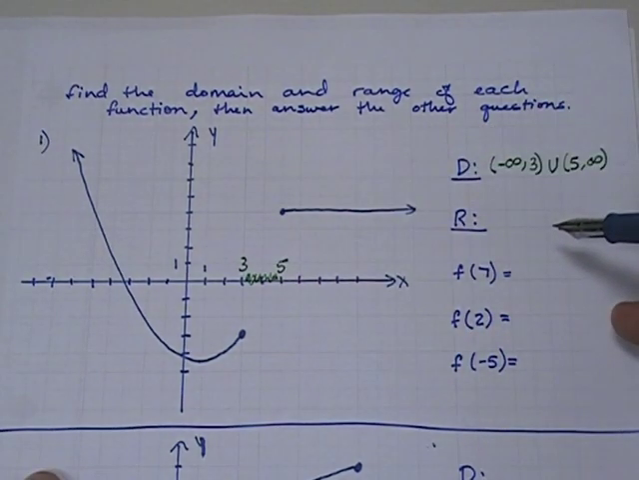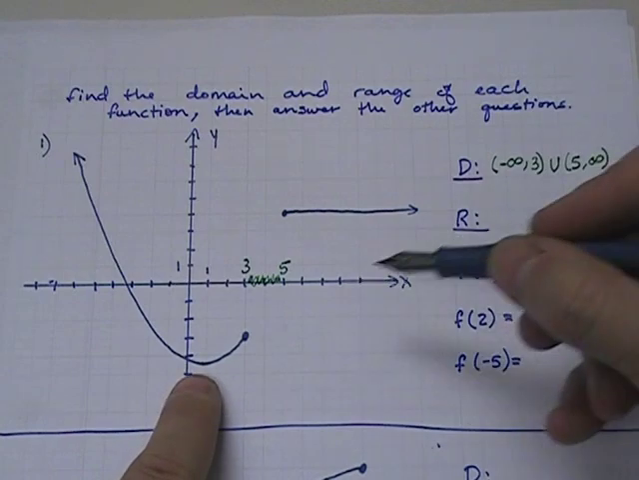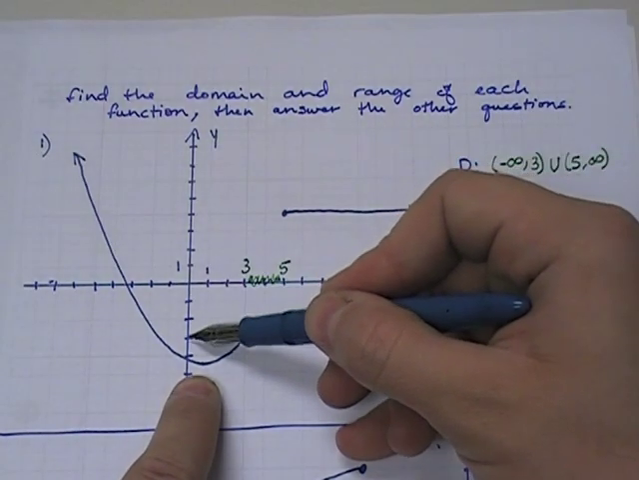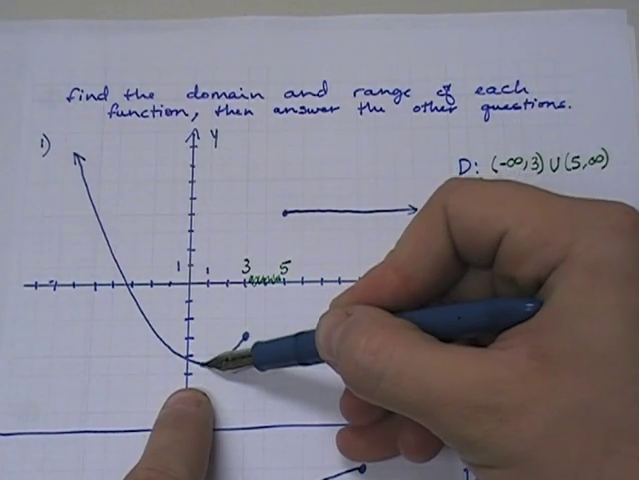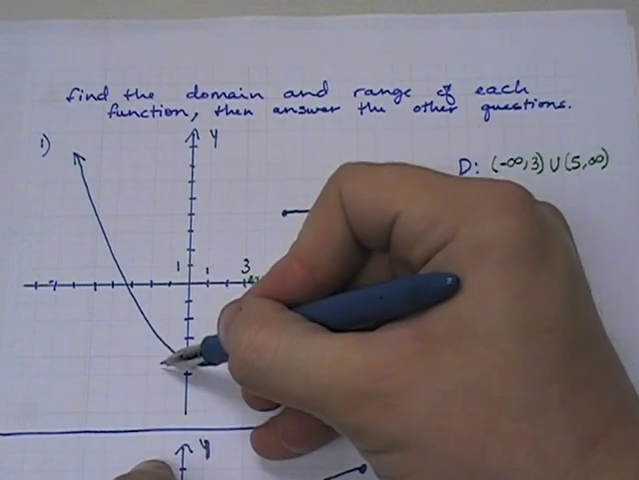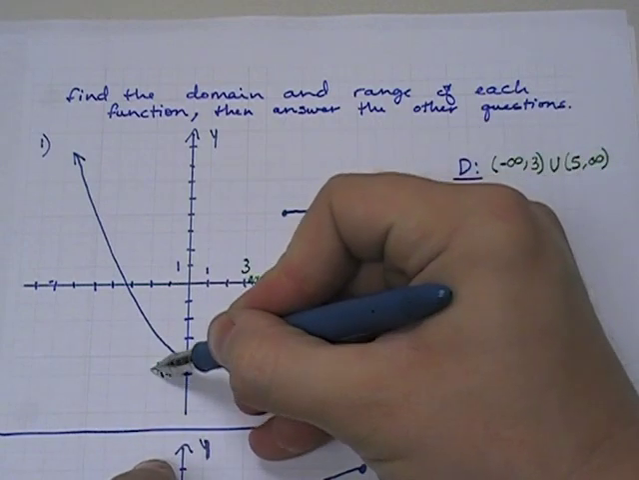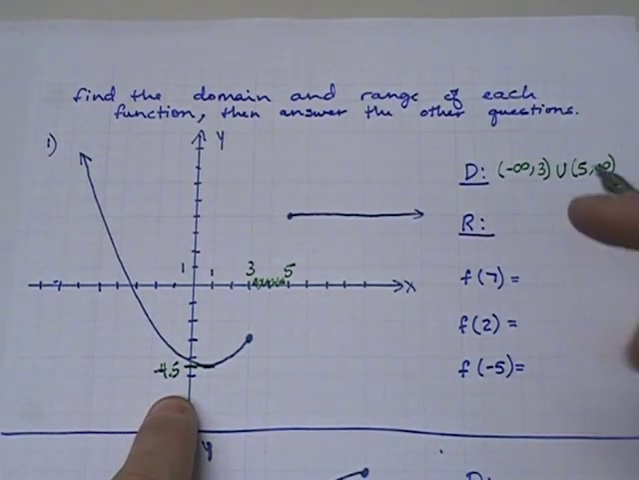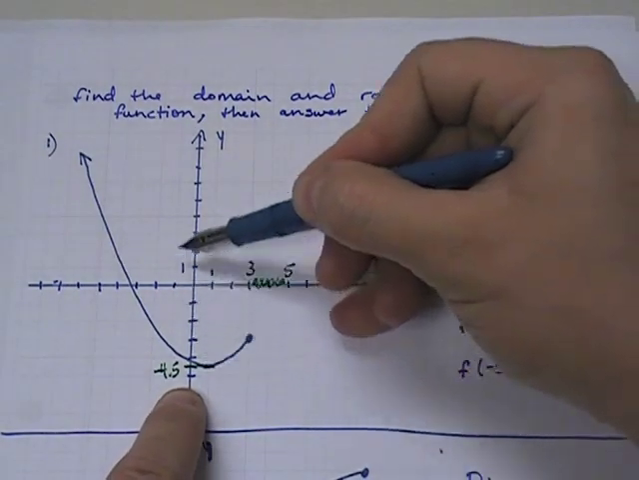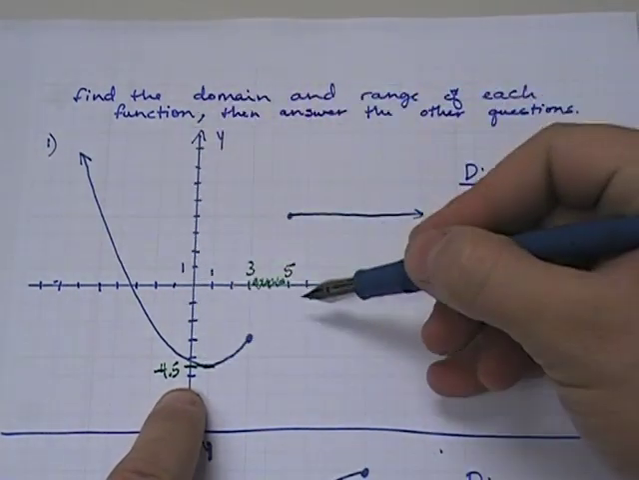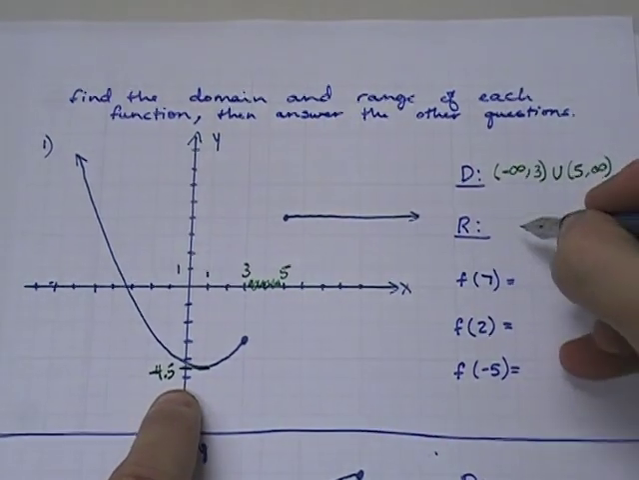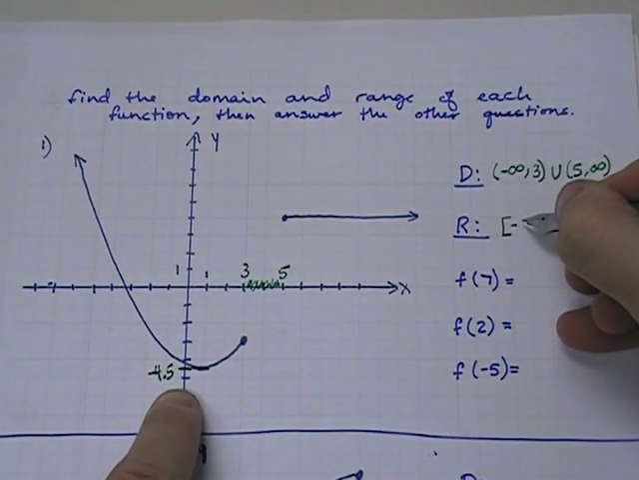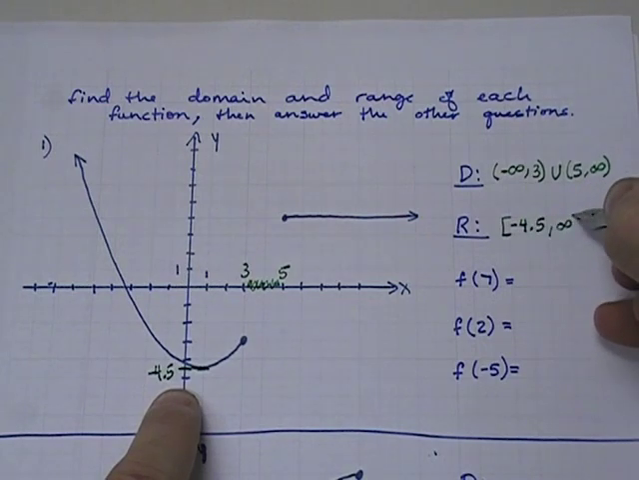How about the range? Well, this function goes down to 1, 2, 3, 4 and a half on the y-axis. So this is negative 4.5. And from here, it goes up. Never goes lower than this. And so the range would be negative 4.5 to infinity.